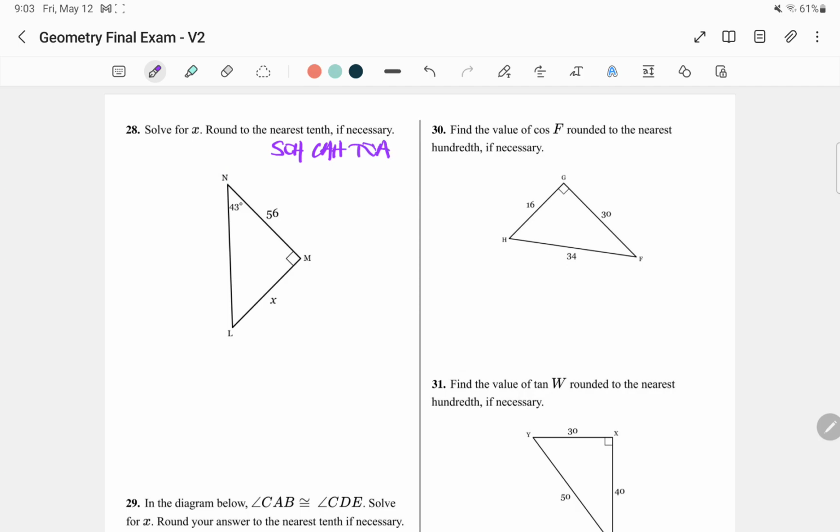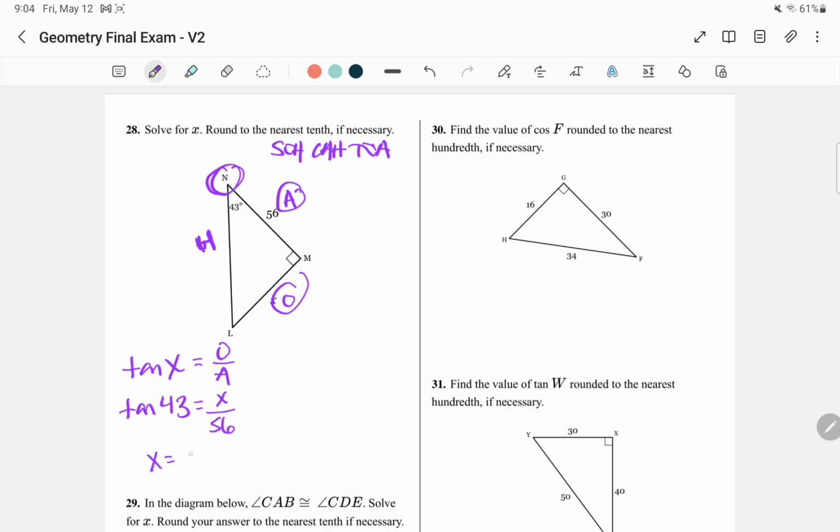And let's label. This is our angle right here, so this is our hypotenuse. This is our opposite. This is our adjacent. Okay, that's an H right there. All right, so it's giving us A and O because it's giving us 56 and x there. So I'm going to be using tangent. So tangent x is equal to O over A. All right, so we know our angle is 43. We know our O is x, and we know our A is 56. And now we butterfly, or just the opposite of dividing by 56 is times 56.